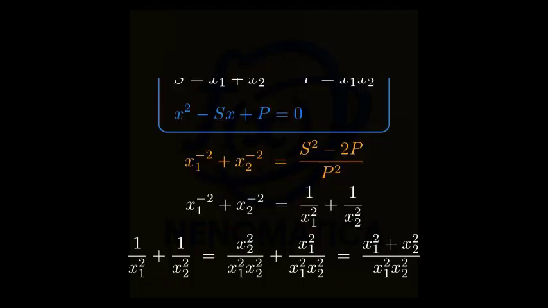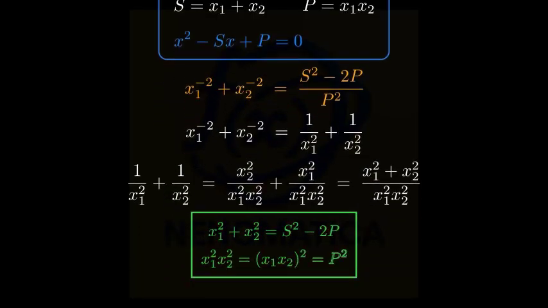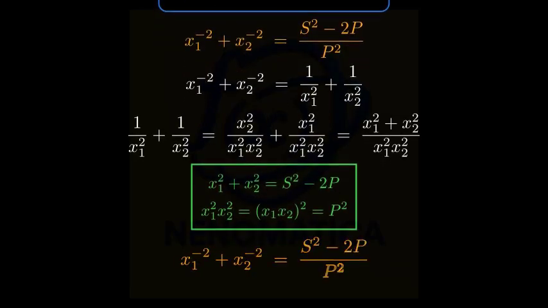Step 3. Translate the numerator and denominator using S and P. We know x sub 1 squared plus x sub 2 squared equals S squared minus 2P. And x sub 1 squared times x sub 2 squared equals (x sub 1 x sub 2) squared. That is P squared. Applying those identities gives our result for the first goal. The sum equals (S squared minus 2P) over P squared.